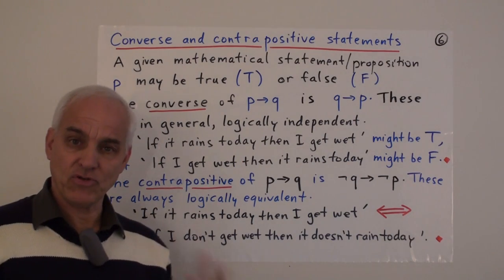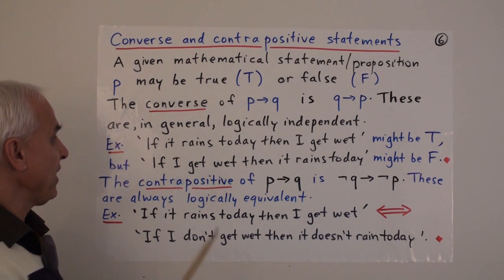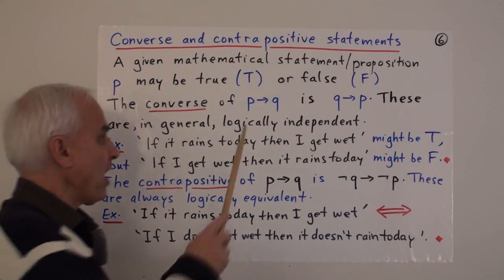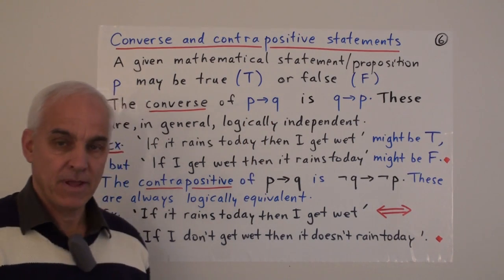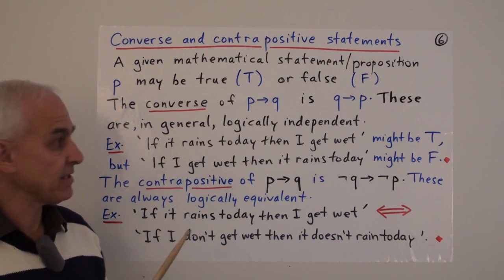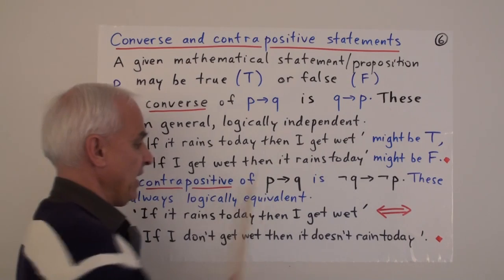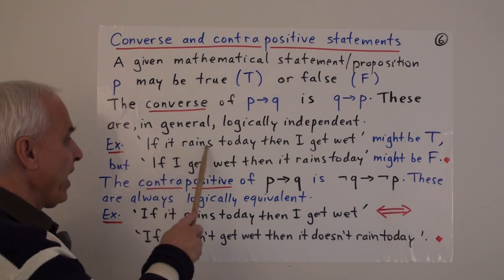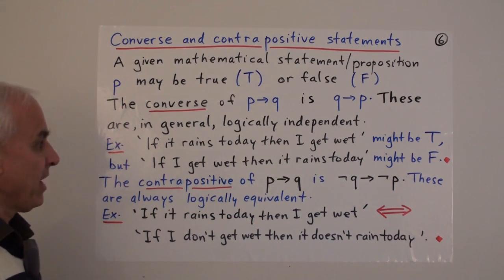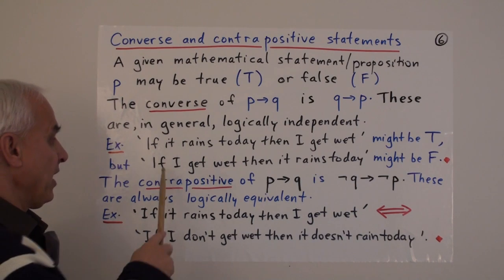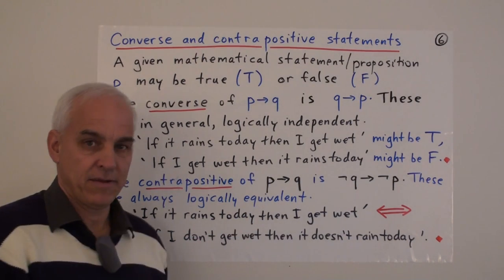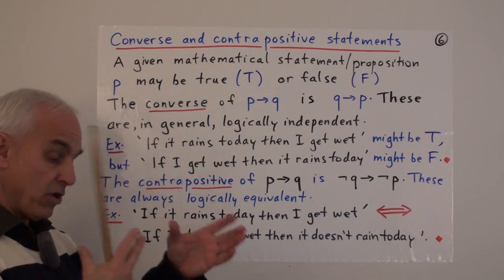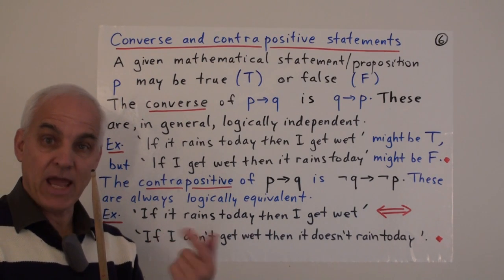So now here's an important construction that occurs a lot in mathematics, the idea of the converse of an implication. If we have a statement of the kind P implies Q, then the converse of that statement is the statement Q implies P. So for example, if it rains today, then I get wet. The converse of that statement would be, if I get wet, then it rains today. This is the converse of that. The two ingredients are the same, but the direction of implication is reversed.